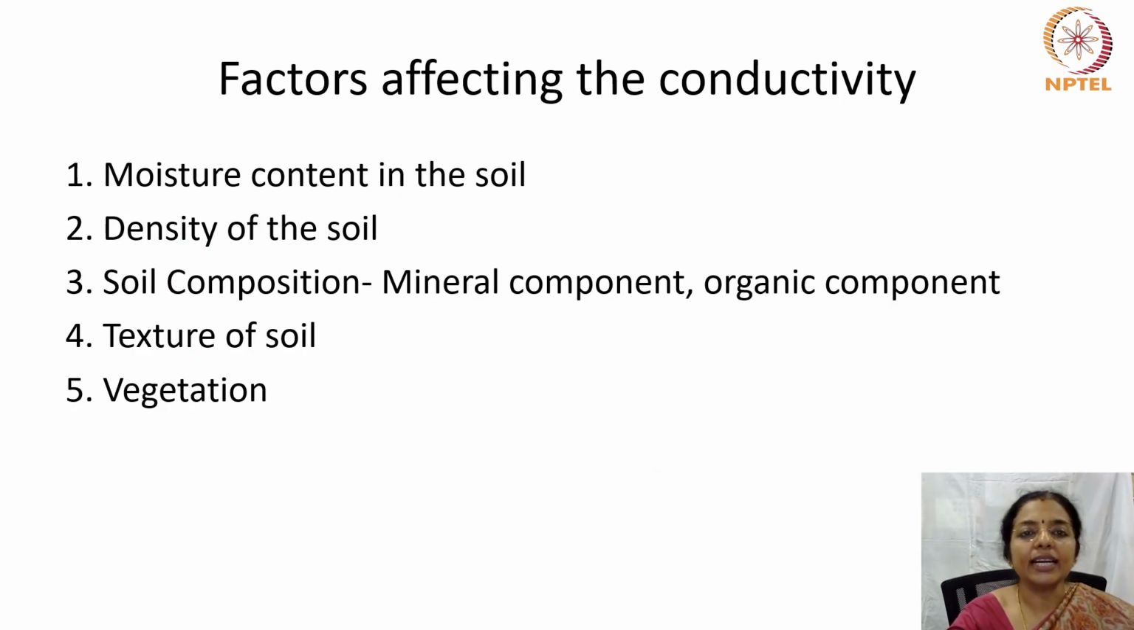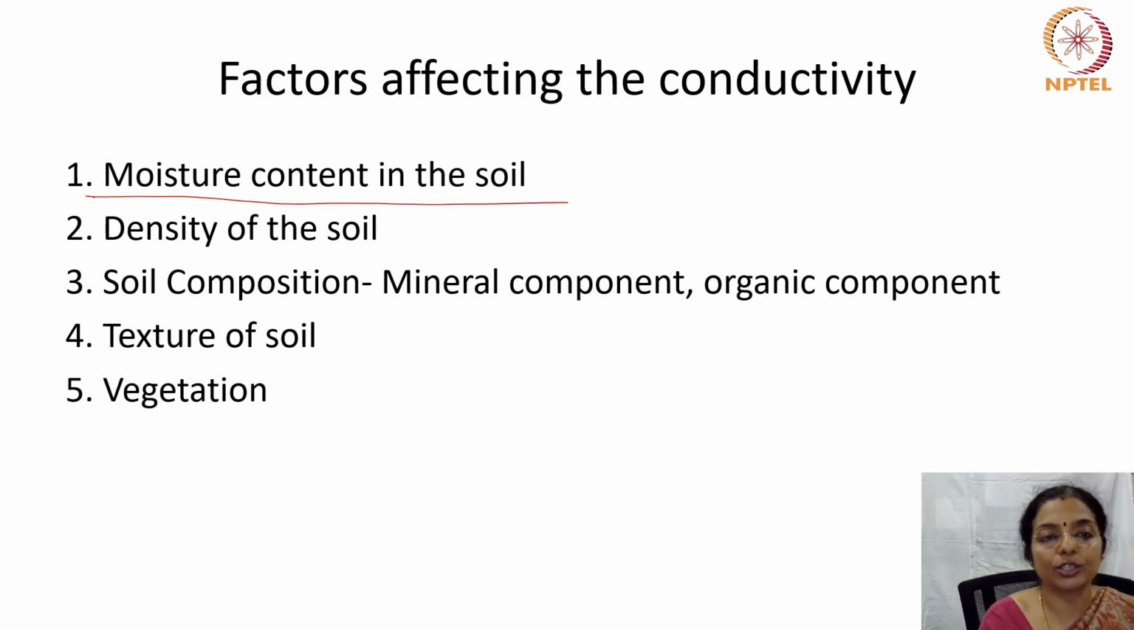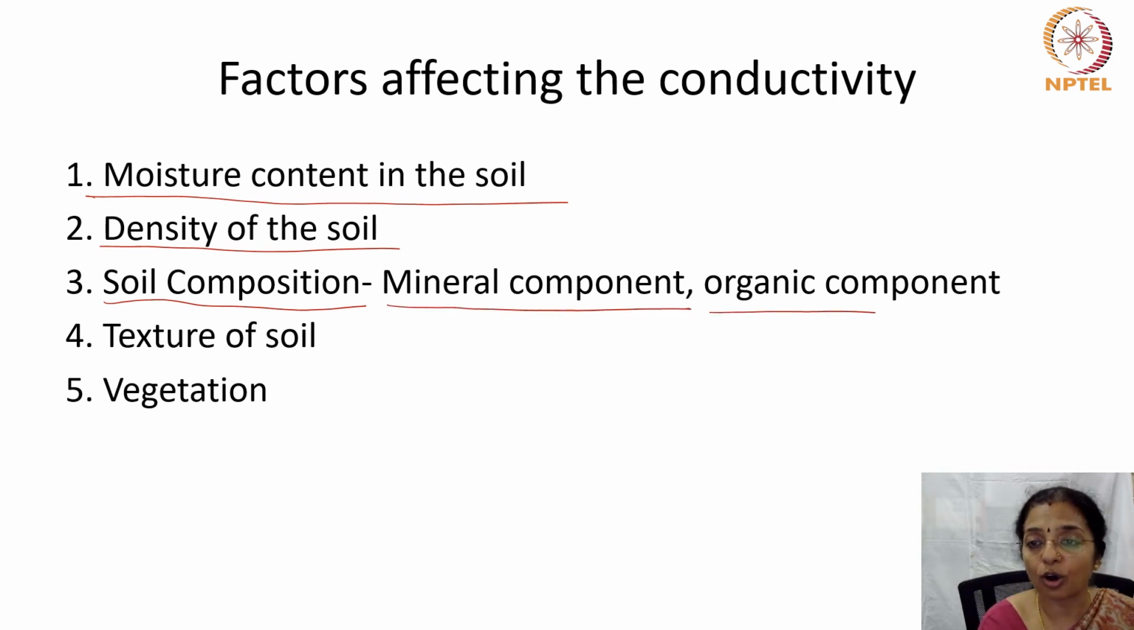Let us look at the factors affecting the conductivity. Conductivity of the soil can be affected because of the moisture content of the soil. What happens when the soil is very moist? Now the conductivity will not be the same as that of dry soil. The density of the soil is another important factor in understanding the conductivity. The soil conductivity also depends on the soil composition, whether it has a lot of mineral component, whether it has organic component. So what is the composition of the soil?